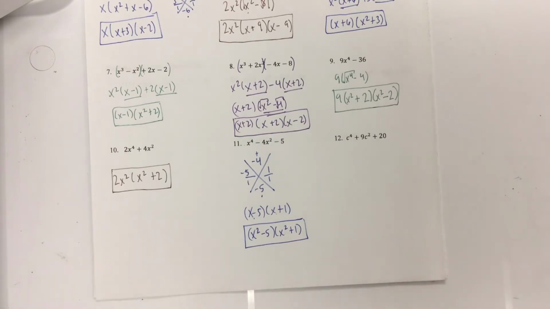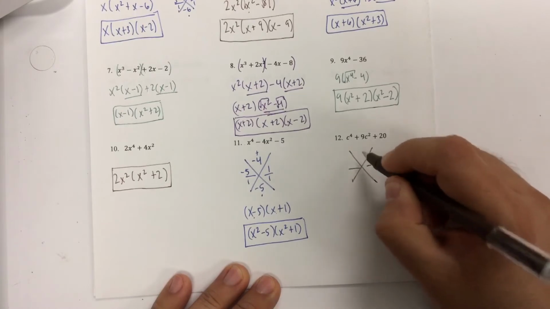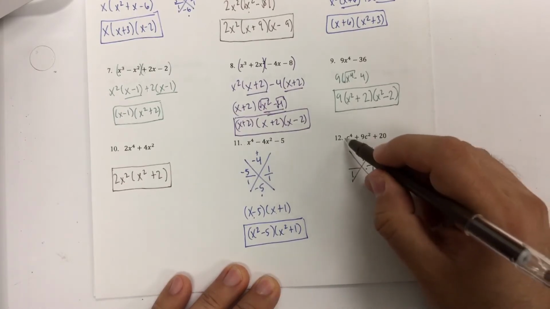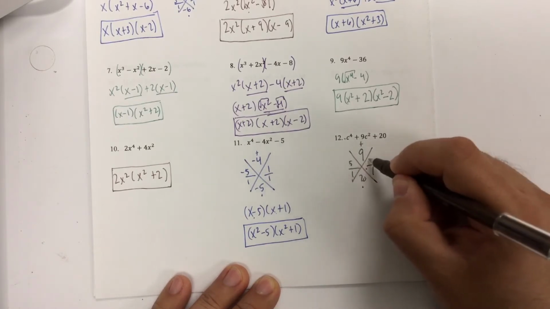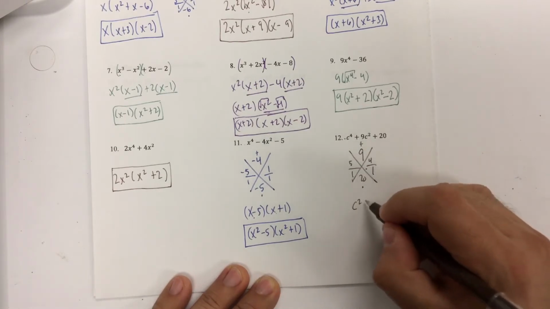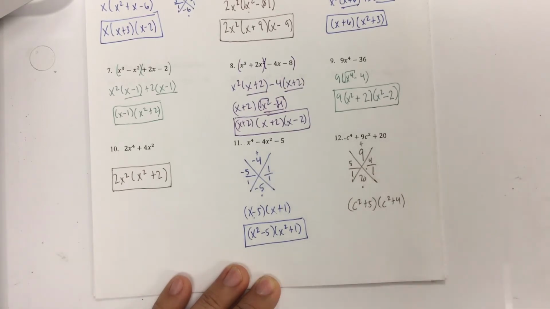All right, on to number 12. Number 12 is the same process. You're going to do the x method. So 9 at the top, dividing by a, which is 1. And then 1 times 20 is 20. So the numbers that add to 9 and multiply to 20 are 5 and 4. This time, when I write, I'm going to go straight to the c to the 4th, so it's going to be c squared plus 5 and c squared plus 4. And remember, this is no difference of squares because that's a plus sign, not a minus sign.